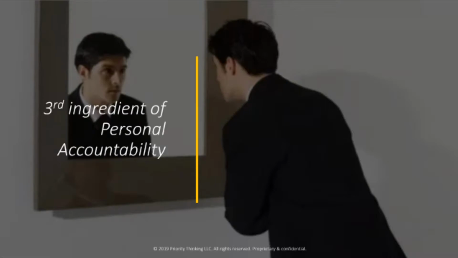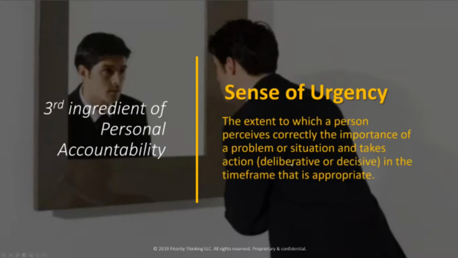Okay, the third ingredient. So once we've exercised good judgment and we're taking the initiative, well, we still have to have a sense of urgency. We have to make sure that we understand when this particular thing has to be done or this problem has to be dealt with. Now, sometimes folks can have an excessive sense of urgency and they can become impulsive or expedient or take shortcuts. A sense of urgency means that you've made the right judgment about what should be done and you've taken the initiative, and you're using your sense of urgency to deliberate or take decisive action in the time frame that is appropriate for that problem or situation, etc.